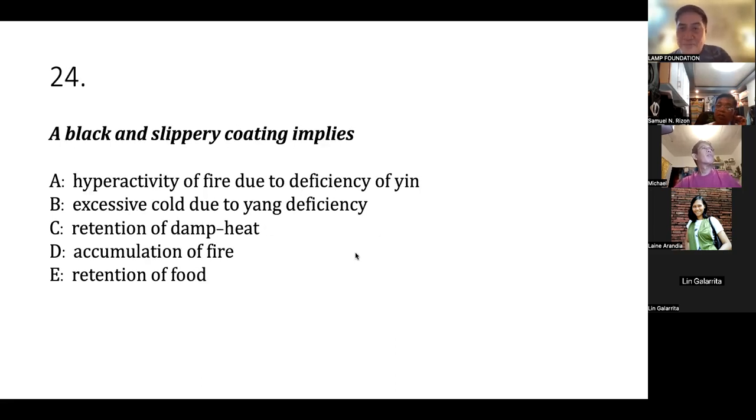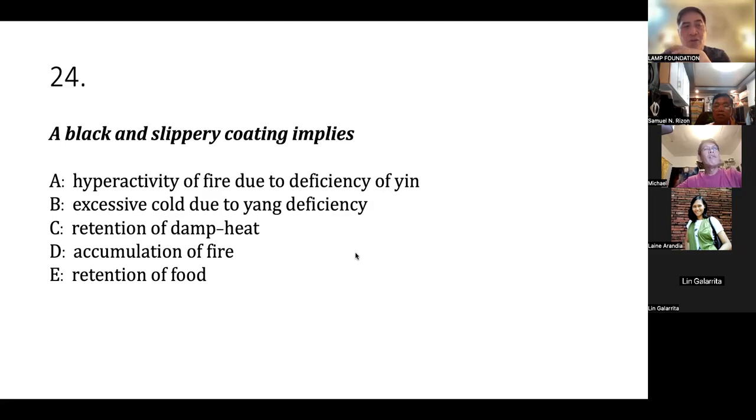Number 24. A black slippery coating implies letter B, excessive cold due to yang deficiency. So, yang deficiency, ito po yung may swollen tongue, medyo malaki na siya, tapos thick white coating ang itsura. Black nga eh. Black. Slippery coating. Any other comments? Excessive cold.